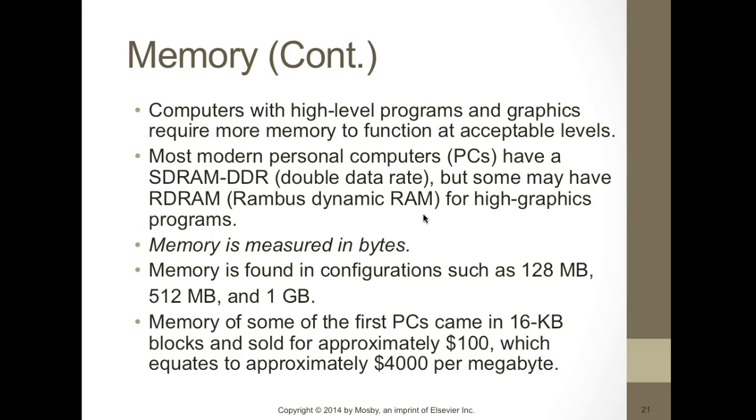So memory is found in configurations such as 128 megabytes, 512, 1 gig. Memory of some of the first PCs came in 16 kilobyte blocks and sold for approximately $100, which equates to approximately $4,000 per megabyte. Things have changed, haven't they?